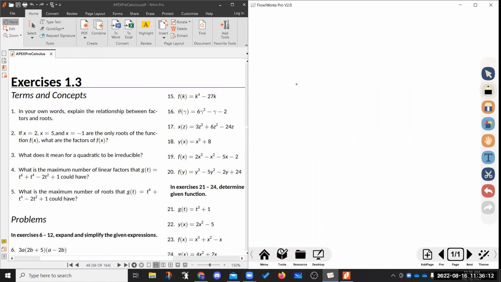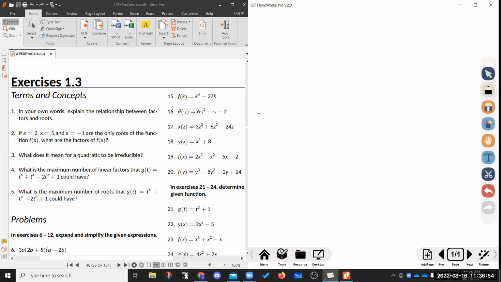What's the maximum number of factors that g of t equals t to the 6th plus t to the 4th minus 2t squared plus 1 could have? The maximum number is 6. That's the fundamental theorem of algebra, that for an nth degree polynomial, it can have at most n linear factors to it. I think that one's probably not going to have 6 real answers to it though, but I'd have to check it and see.